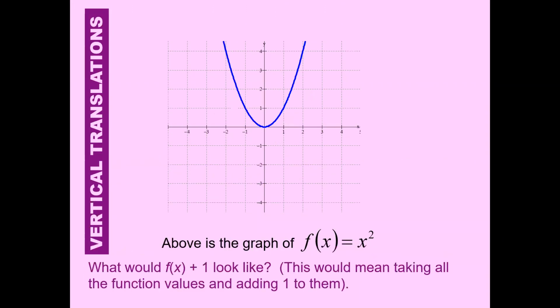And the way you're going to see it in your textbook or the homework on WebAssign, it's going to be, what would it look like, f of x plus 1, if you had to graph this? This would mean taking all of the function values and adding 1 to them. Okay, so f of x is equal to x squared. So in reality, this represents x squared plus 1.